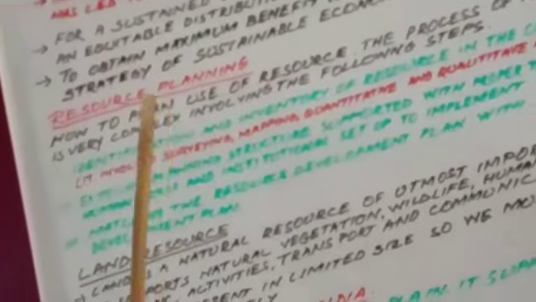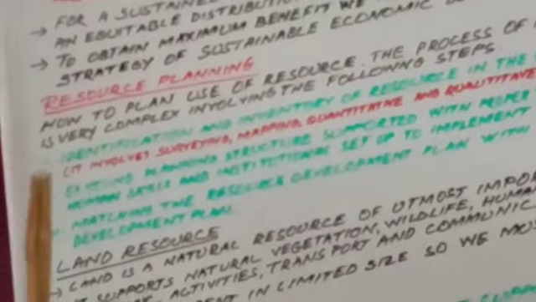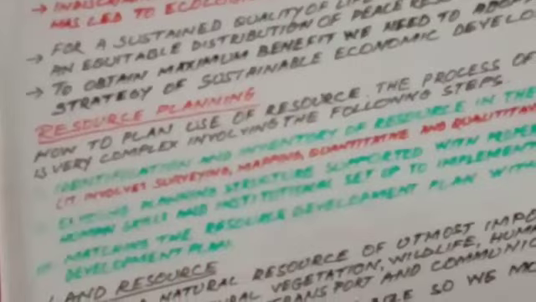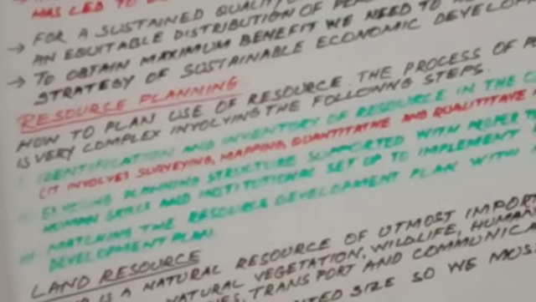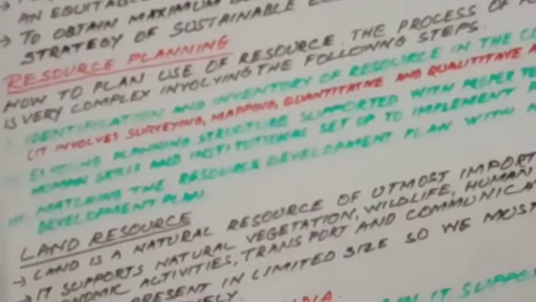Resource planning. So what is resource planning and how is it done? How to plan the use of resources. Now we have to chalk out and understand how we will use and utilize resources, how we will plan their use. Resource planning is very complex. It is not an easy way to plan the use of resources; it is difficult and complex, and it involves the following steps.